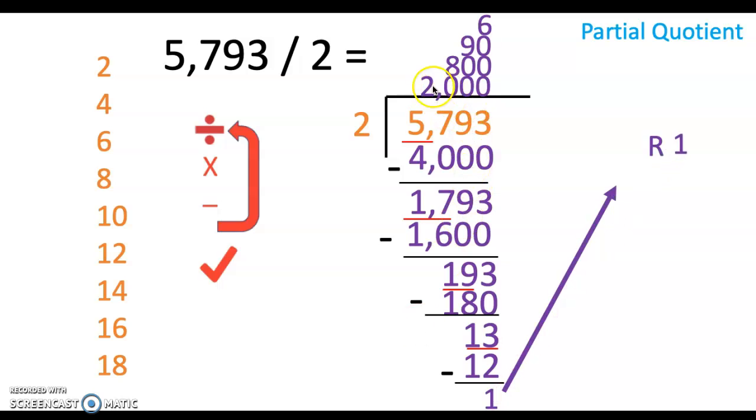Our answer comes from right here. We have 2,896 with a remainder of 1.